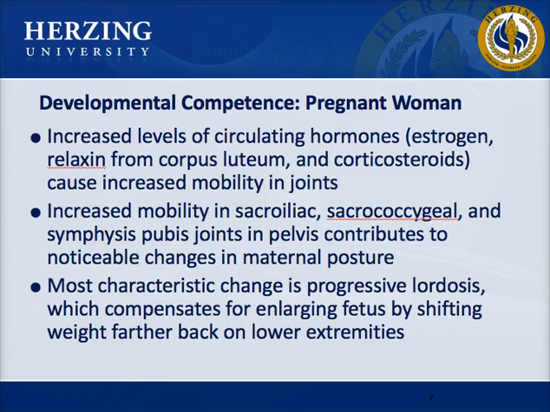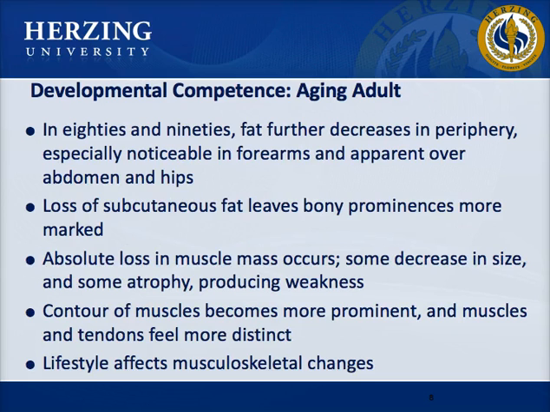During pregnancy, the most characteristic posture change is progressive lordosis, which adjusts the center of the balance as the fetus grows. At age 40, loss of bone matrix occurs more rapidly than new bone growth. The net effect is the loss of bone density or osteoporosis. Although some degree of osteoporosis is nearly universal, it is more of a concern among women than men.